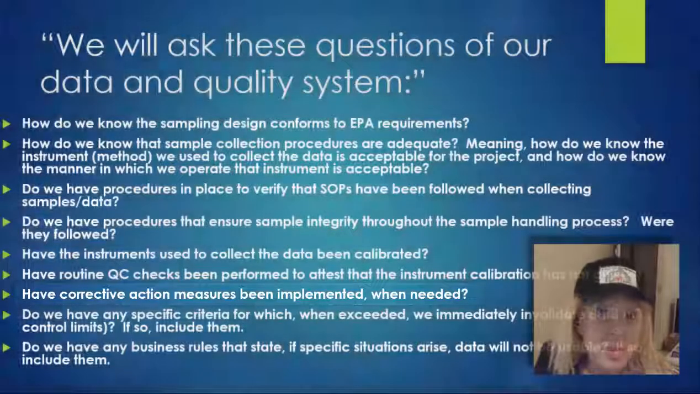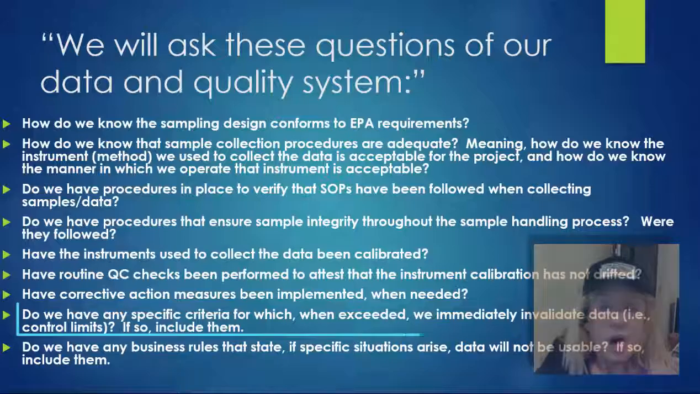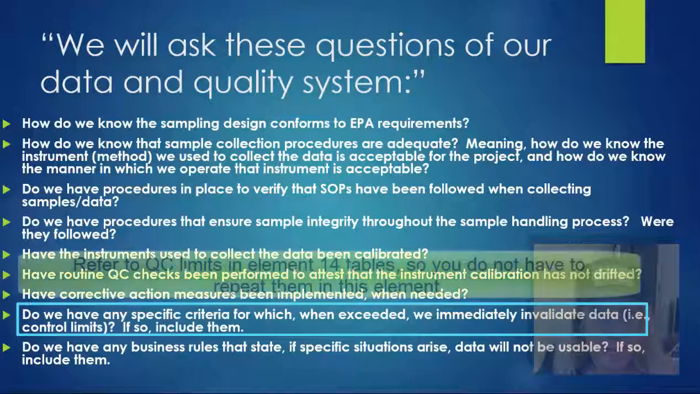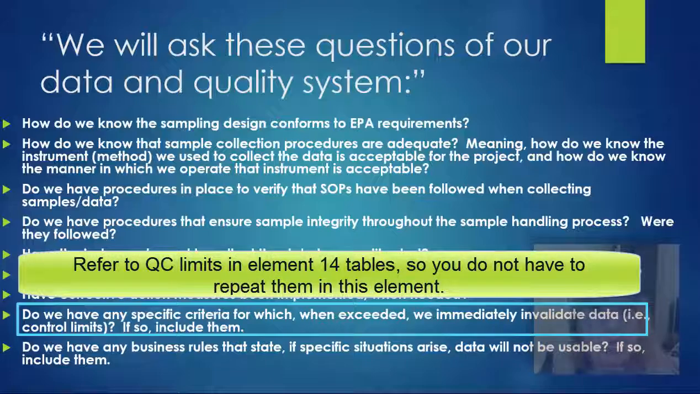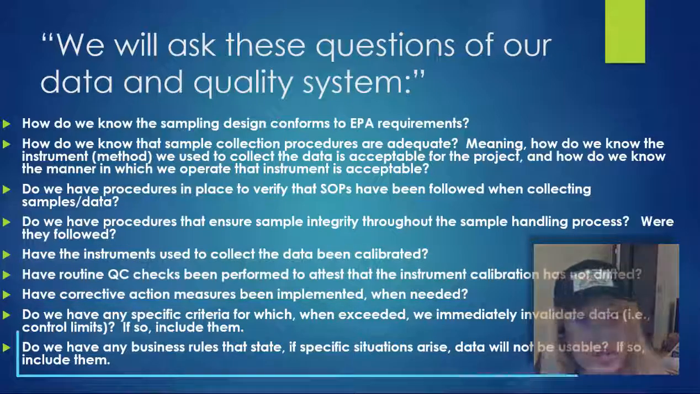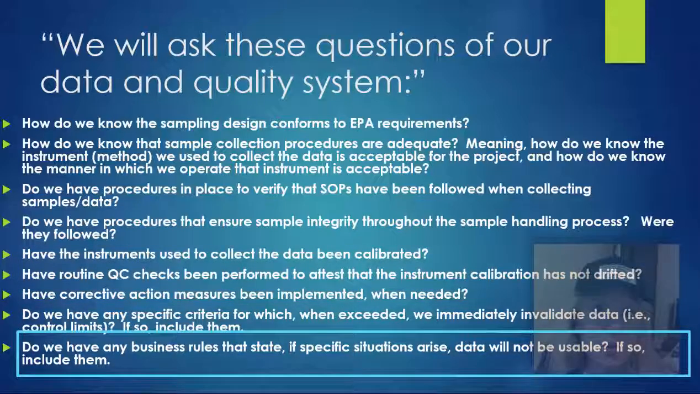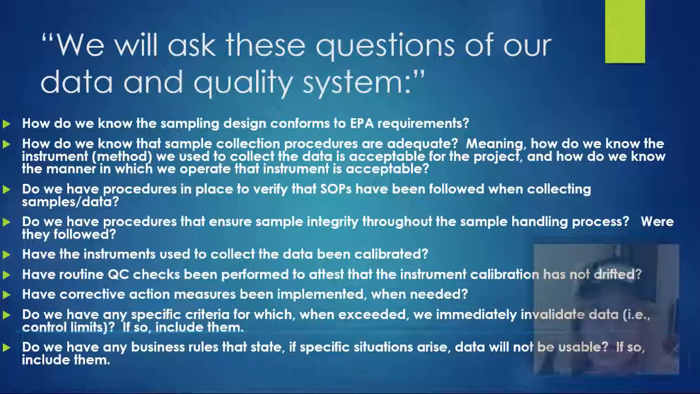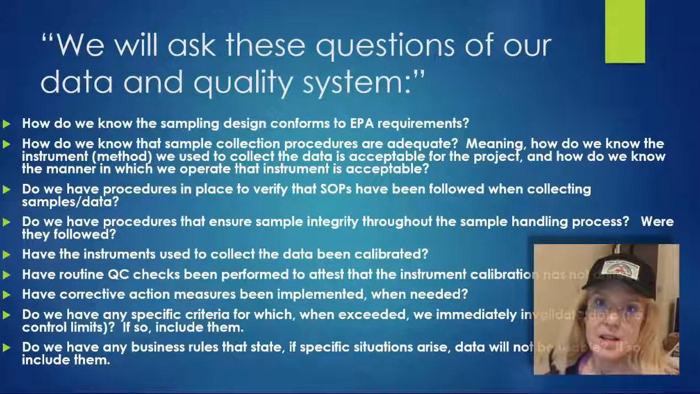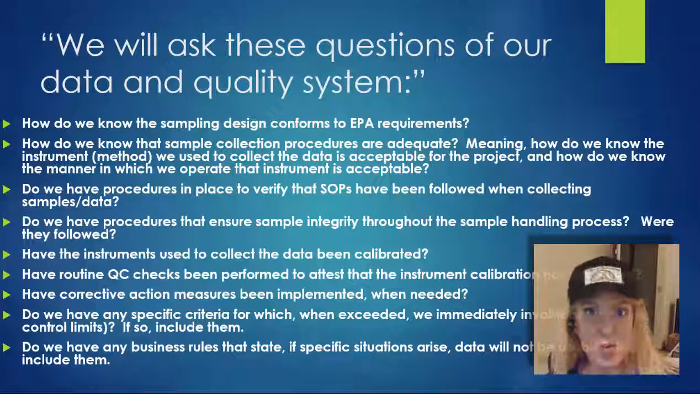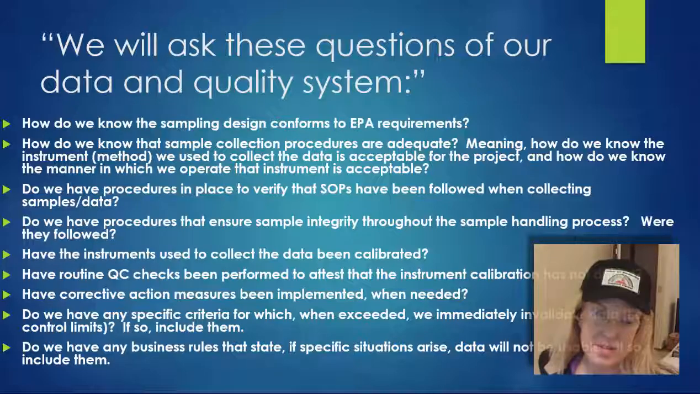And what are the limits for how far things can deviate from the plan? So how much disagreement is tolerable in our side-by-side duplicate measurements? Then finally, are there any business rules or specific requirements in accordance with your grant or whatever agreement you're operating under? Basically, this element just says we will ask these questions of our data and our quality system. And then remember, the next element says these are the methods.